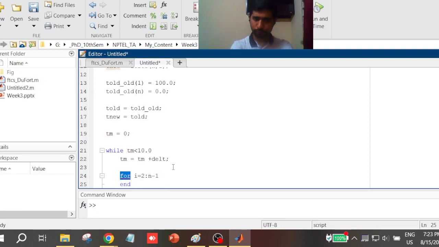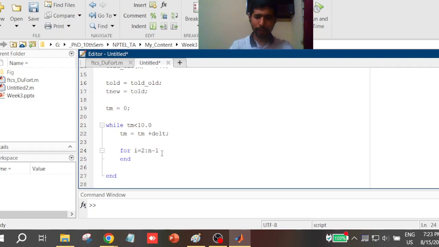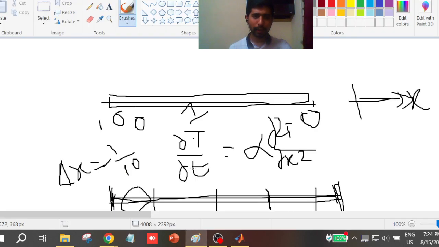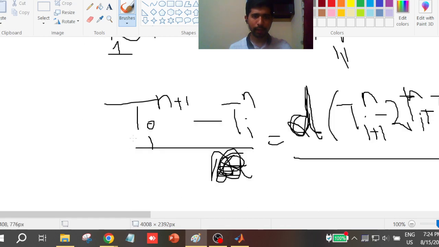Now what do I need to calculate here? I need to calculate T new at i. I have already written it down here: T new at i is equal to T old plus D into so and so term.